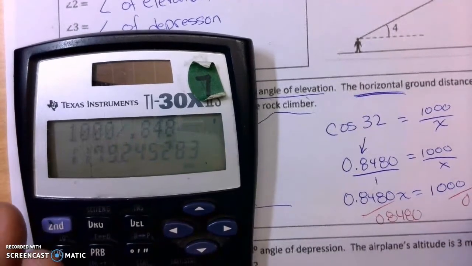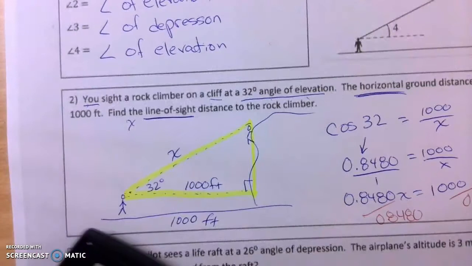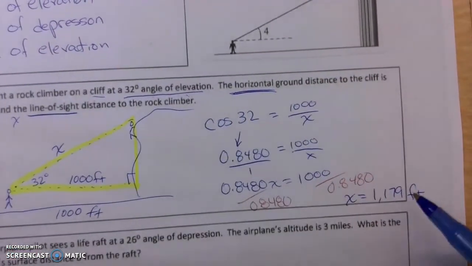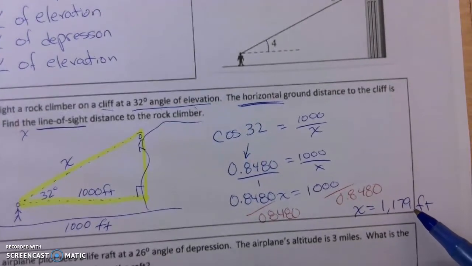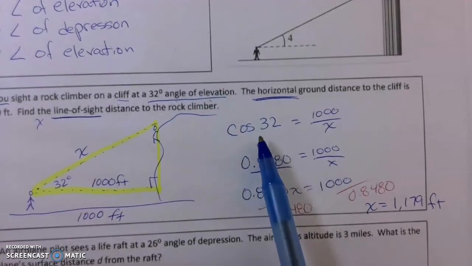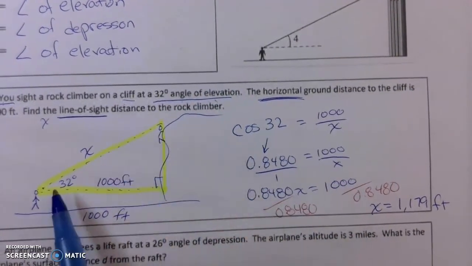The line of sight is 1,179, is that feet? Yeah, that is feet. Whoops, I'm not even on the screen, sorry there. 1,179 feet. Okay, but so cosine, and then just solve for x. But notice the picture and the right triangle here.